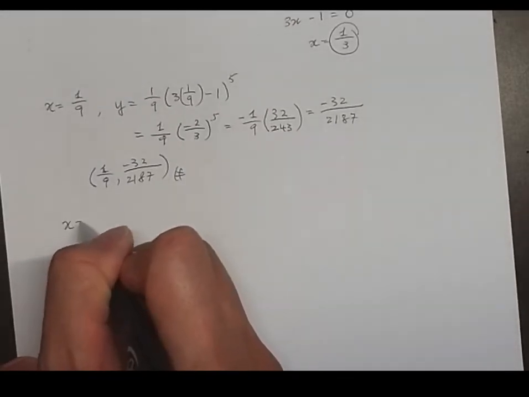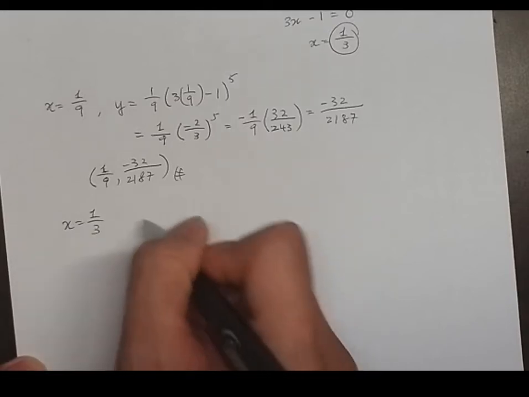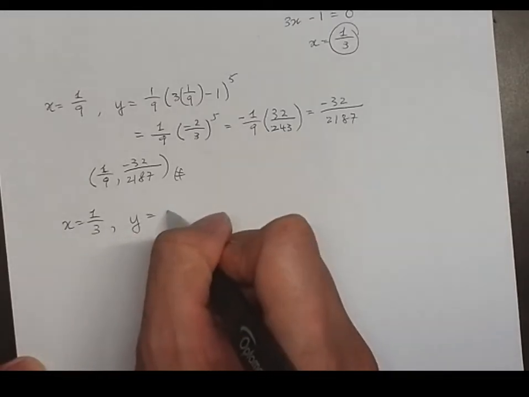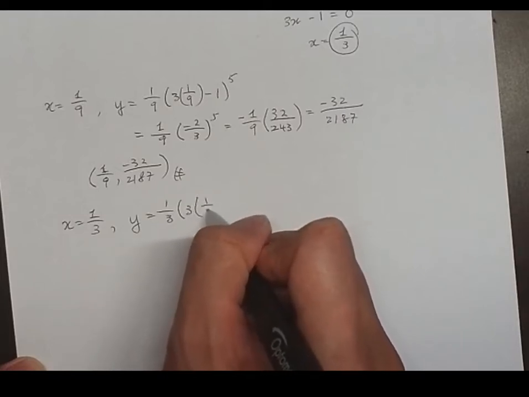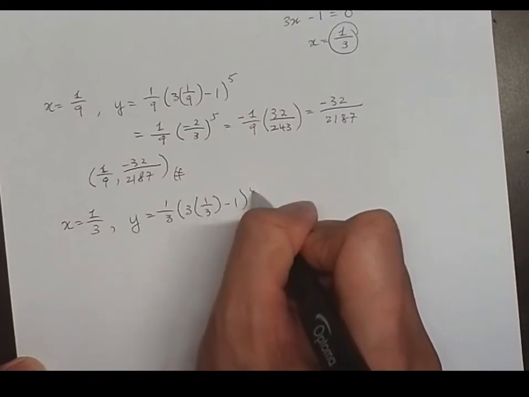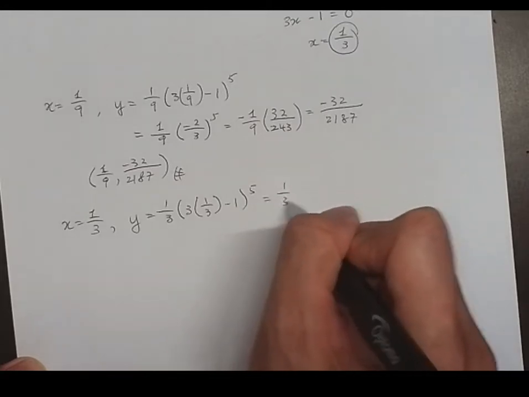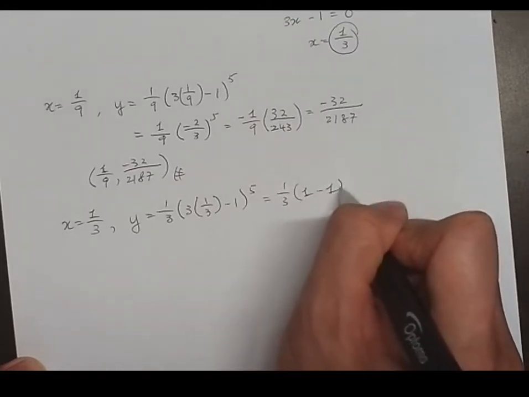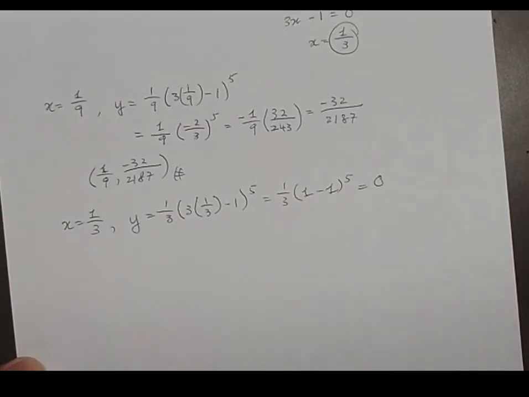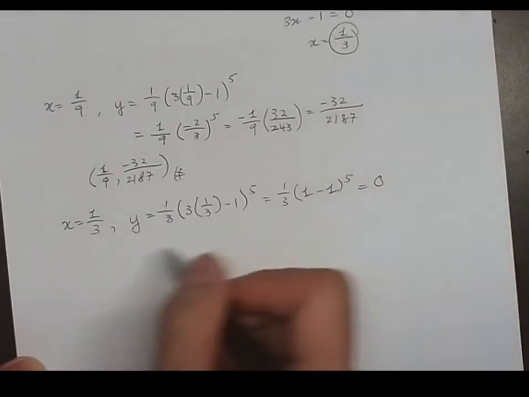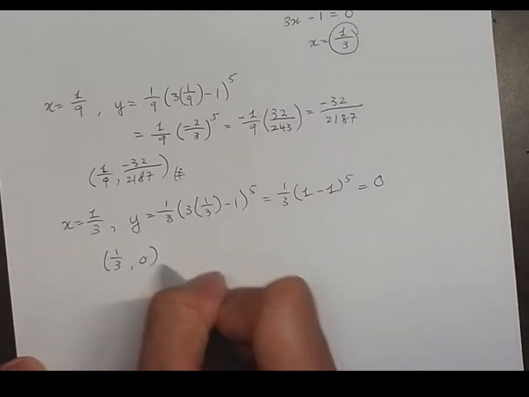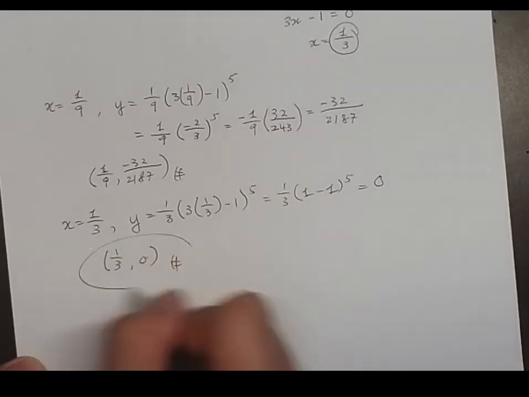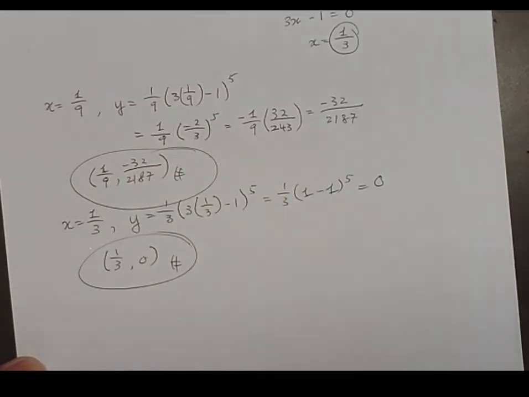So when x equal to 1 over 3, we substitute y equal to 1 over 3 multiplied by (1 over 3 minus 1) to the power 5. So it's 1 over 3 times (1 minus 1) to the power 5, so it's equal to 0. The other point is that when x is equal to 1 over 3, y is equal to 0. So we got 2 points of inflection. 1 point is here and 1 point is here.